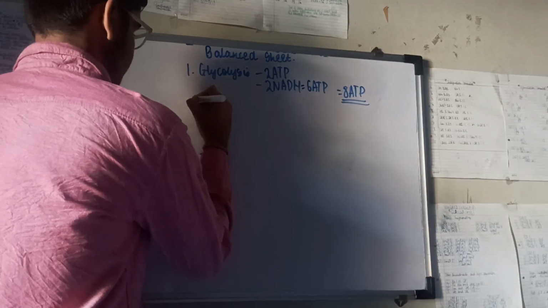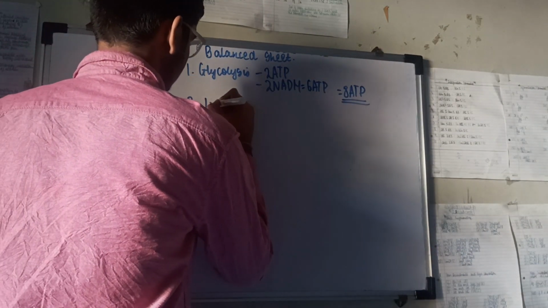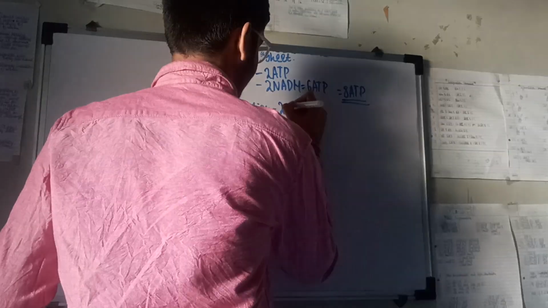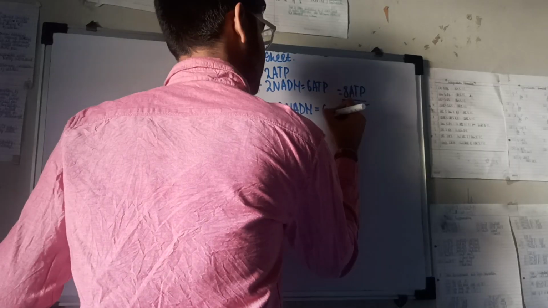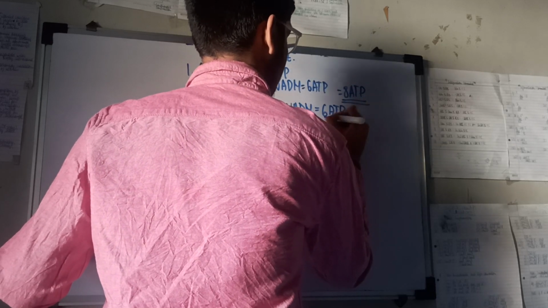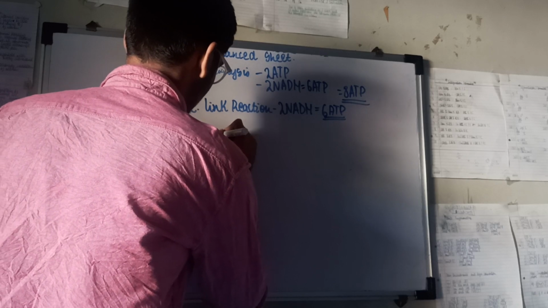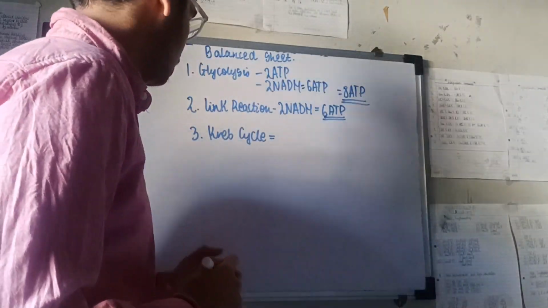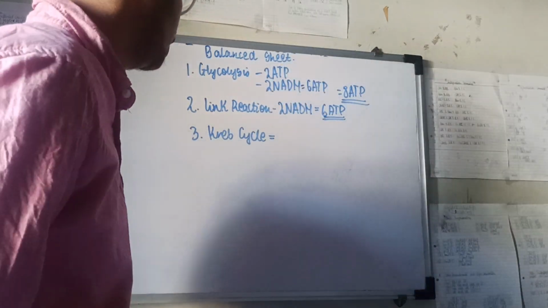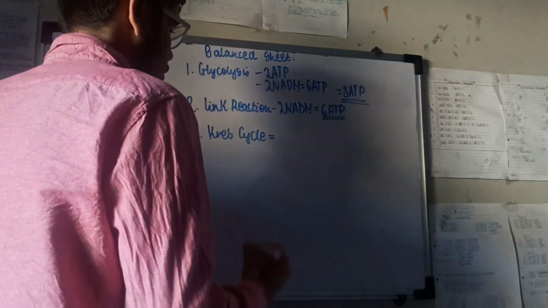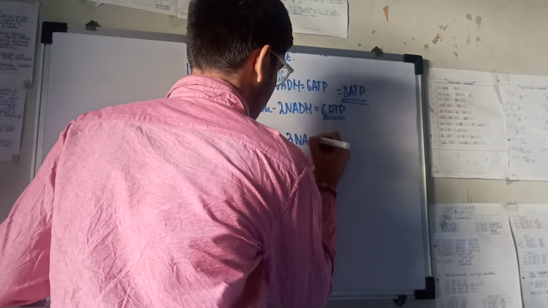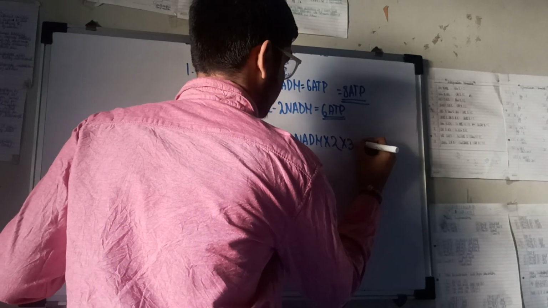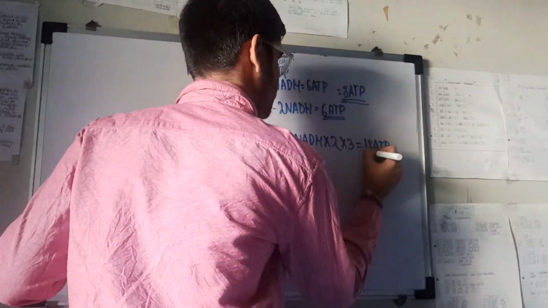Second, the link reaction. In the link reaction, what was the product? 2 NADH. That means 2 into 3, 6 ATP. Now third, the Krebs cycle. Remember the products wisely. For one glucose molecule, we have to perform 2 Krebs cycles. So 3 NADH were formed in the first Krebs cycle, so into 2, that is 6 NADH, will give 18 ATP.